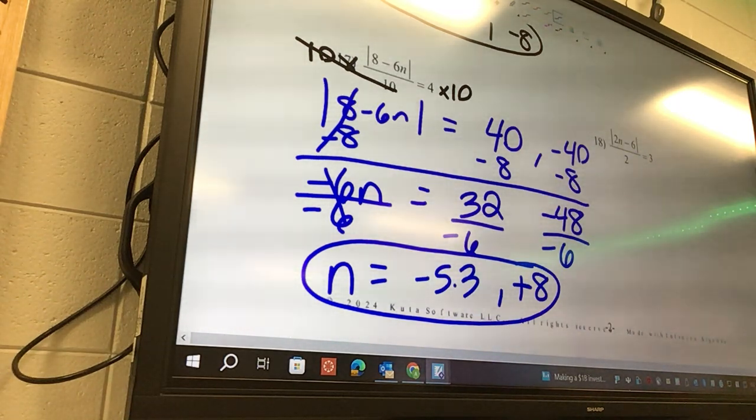Again, what do the bars mean? How many answers should you have? 2. On every single one, you should have 2 answers.